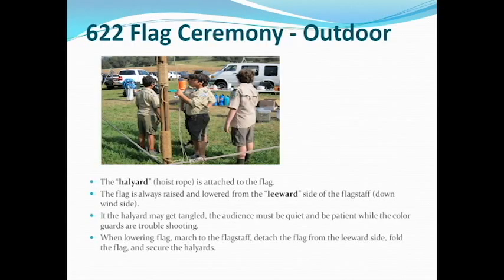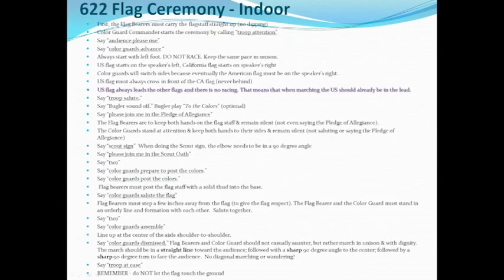The halyard, which is the hoist rope, is attached to the flag. Raise and lower the flag from the leeward side of the flagstaff, that is the downwind side. If the halyard gets tangled, the audience must not be talking while it's being fixed. When lowering the flag, march to the flagstaff, detach the flag from the leeward side, fold the flag, and secure the halyards. What are the steps for an indoor flag ceremony?